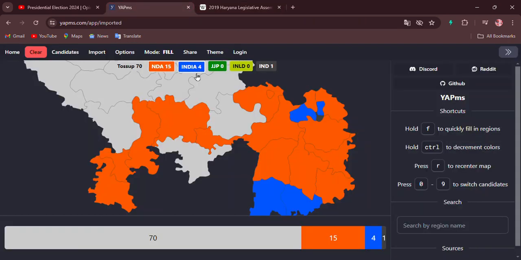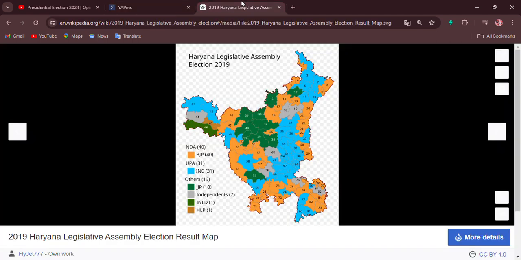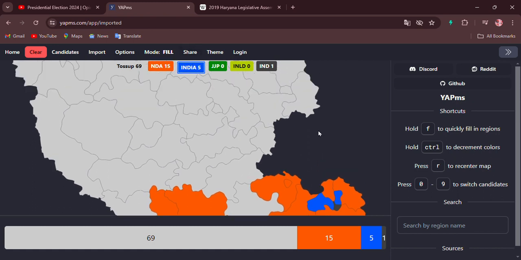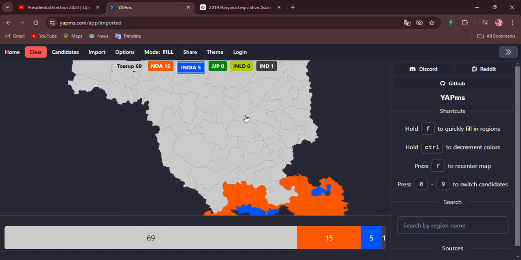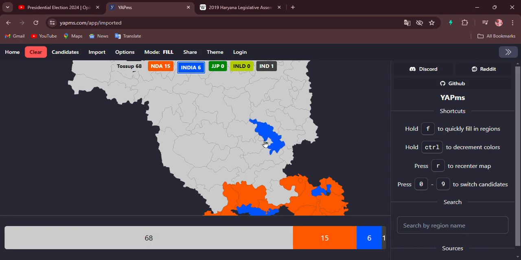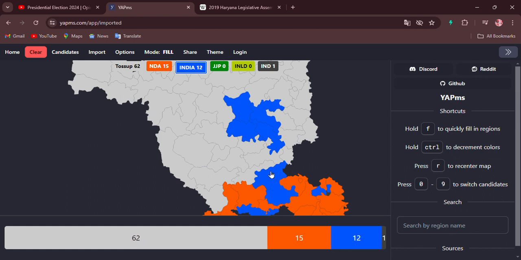So one constituency of South Haryana goes to India Alliance as well. Now see, areas surrounding Delhi are a little bit in favor of the orange wave. As you can see, the constituencies neighboring South Delhi are obviously orange. But when we come to West Delhi, the eastern part of Haryana is a key area for the India Alliance to perform well, and so they will and will get a lot of seats in this region.